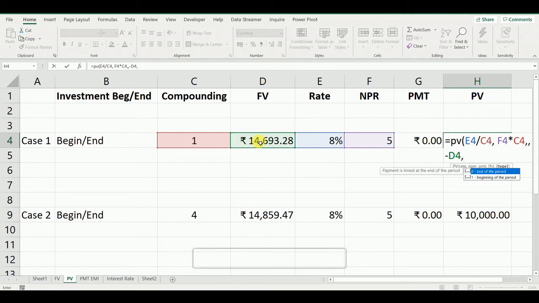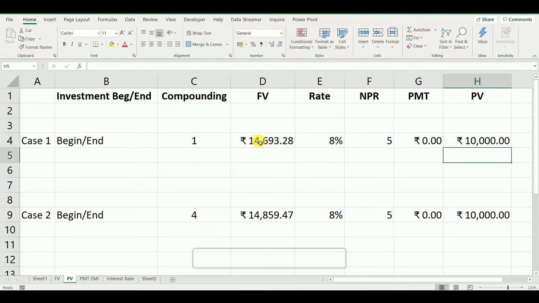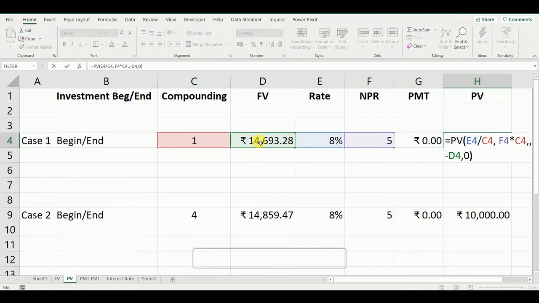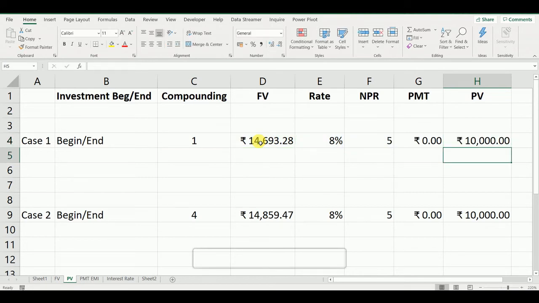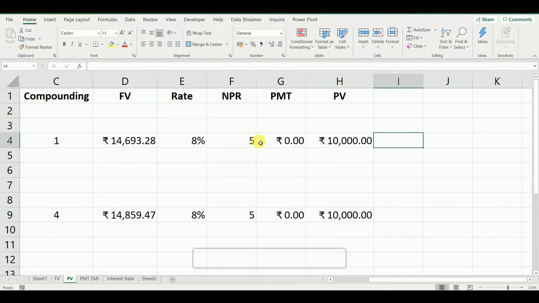Now comma. Now end of the period or beginning of the period. Investing a lump sum amount, so this is of no use, so we can select either 0 or 1. So let's say 0. So here we are getting 10,000 rupees. Now I can show you there will be no effect if we select 1 in place of 0. So here also we are getting 10,000 rupees.